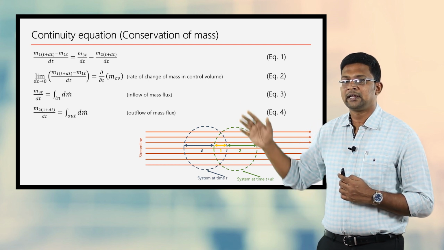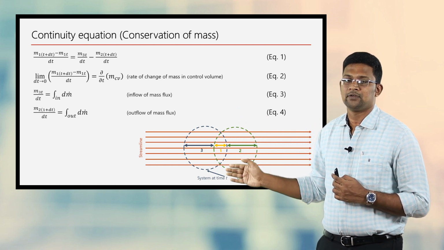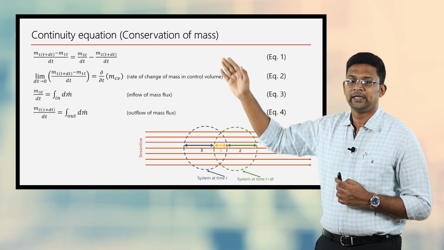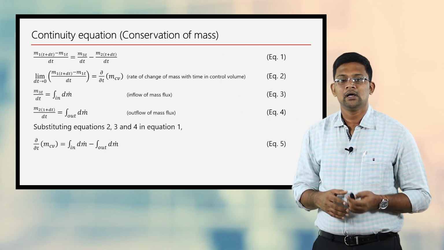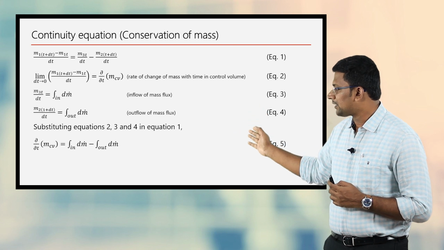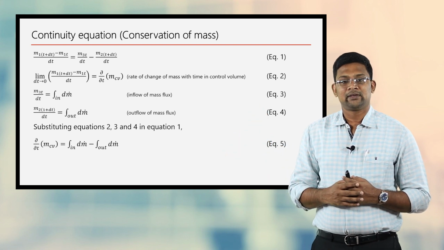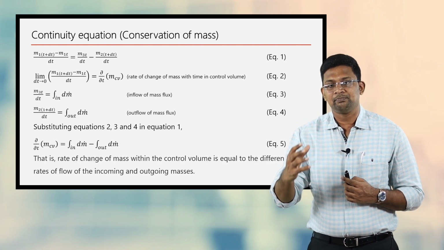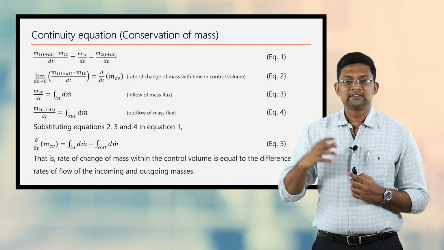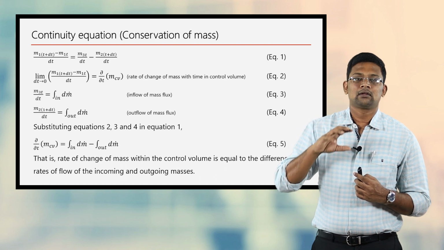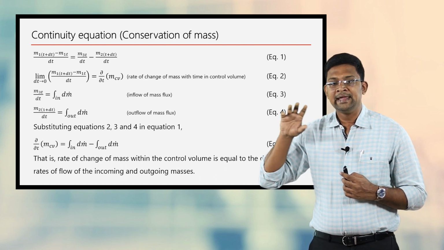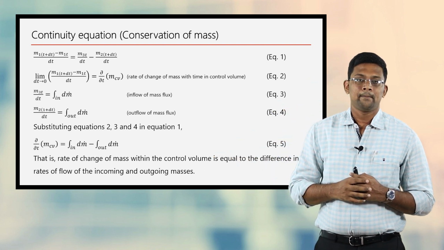Now we have got three expressions, equations 2, 3 and 4. We are going to substitute them back into the original expression, equation number 1. So this is our fifth equation. Now we can read this equation as the rate of change of mass within the control volume is equal to the difference in rates of flow of the incoming and outgoing masses.